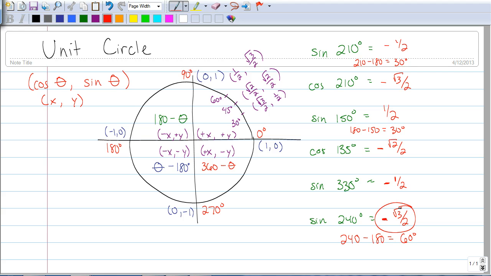So hopefully you're starting to understand how the unit circle comes together. And in your assignment, you'll be looking at more of these types of angles. So we will stop here.